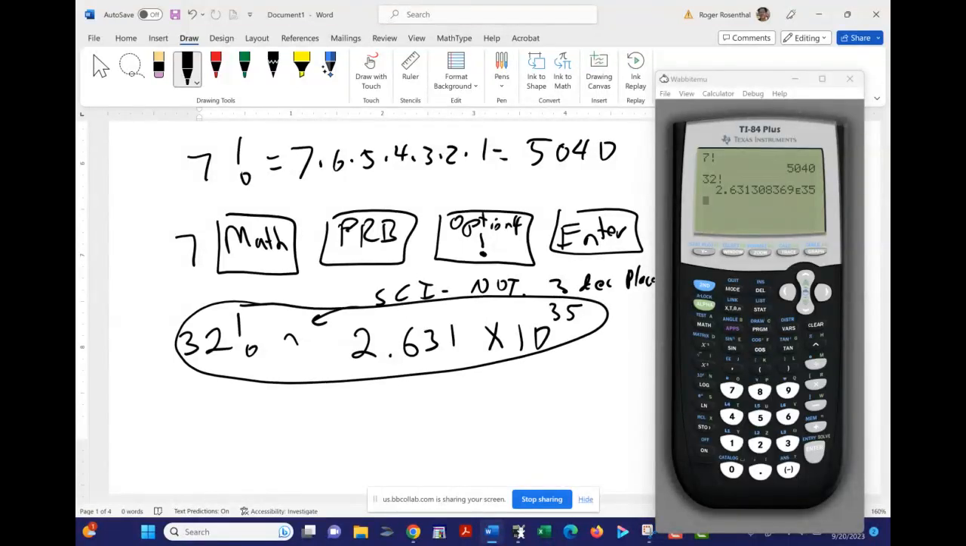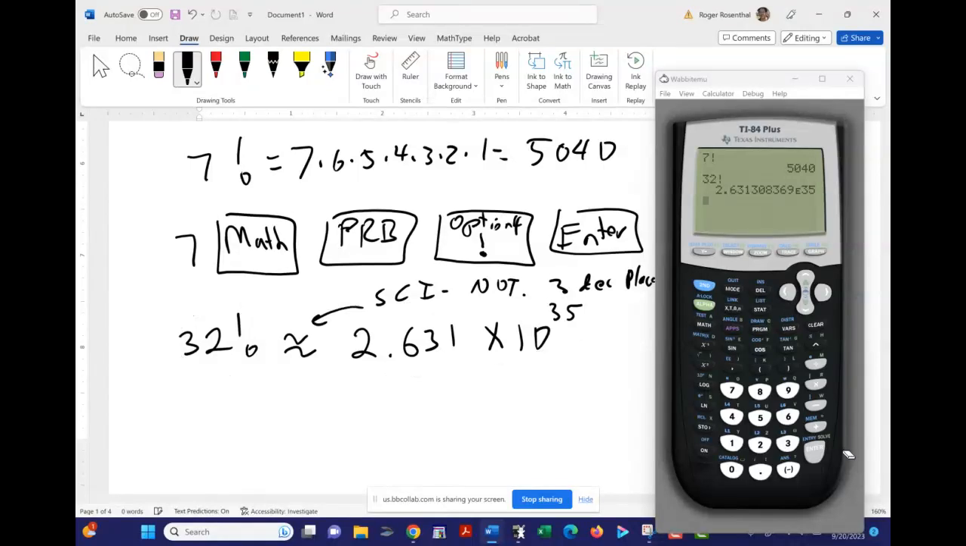That's only an approximation. Even the entire number you see on the calculator is only an approximation. We don't have a way to get the exact answer without basically doing this by hand, and that would be a lot of work to multiply those 32 numbers together. So that's the answer in scientific notation.